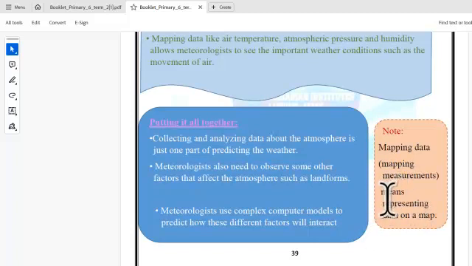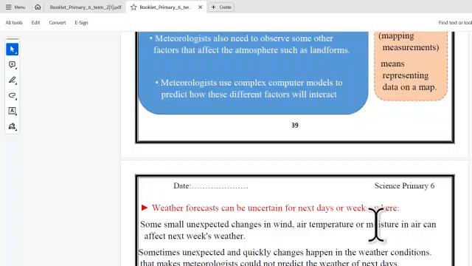Mapping data, or mapping measurements, means representing data on a map.